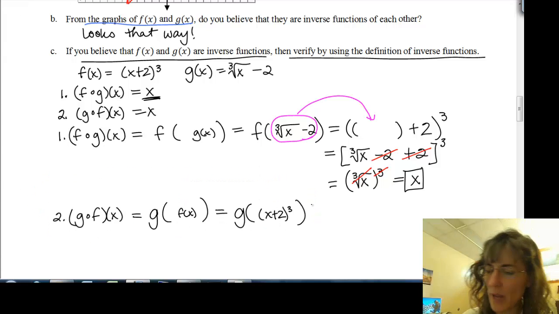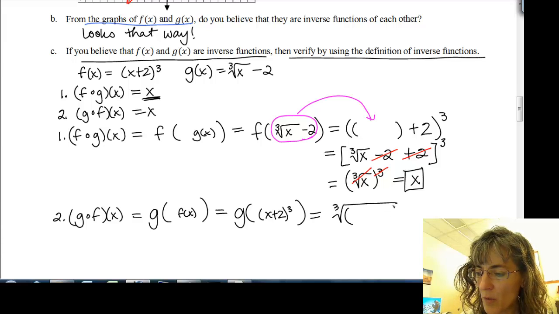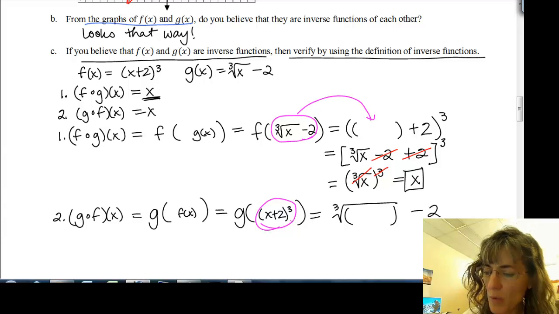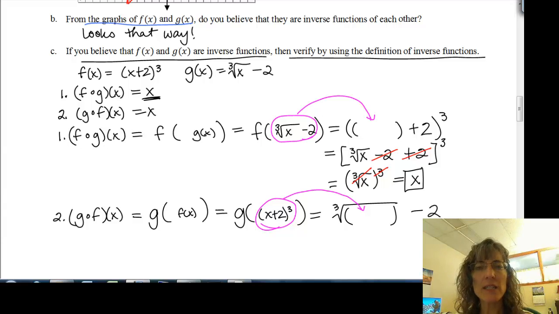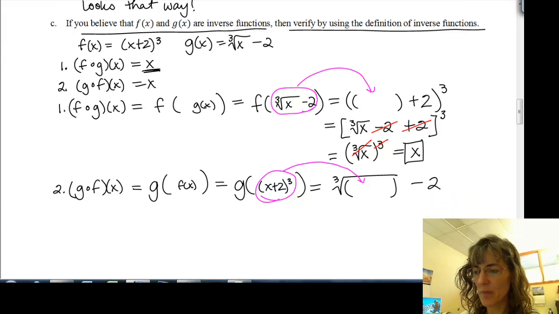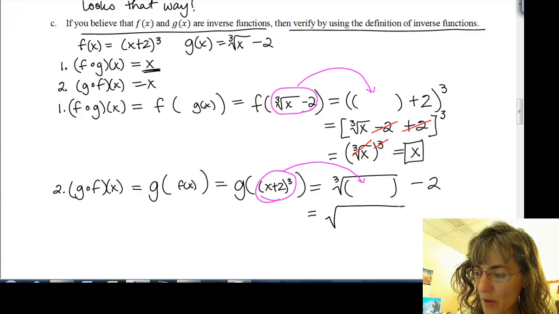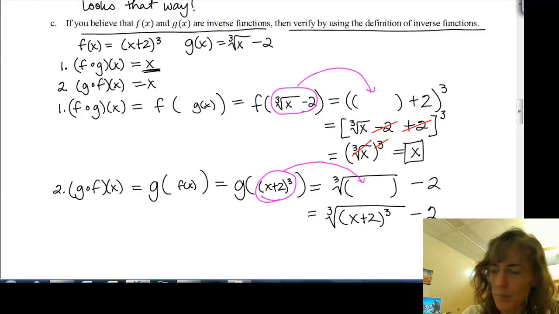Yep, that'll work. Okay, so when I'm sticking that into g, g is the cube root of whatever your x is, minus 2. So I get my purple pen again, and I'm taking that thing I want to stick in for x and sticking it in where there was an x in the original. So rewrite one more time here. I have the cube root, really big, of x plus 2, quantity cubed, minus 2.